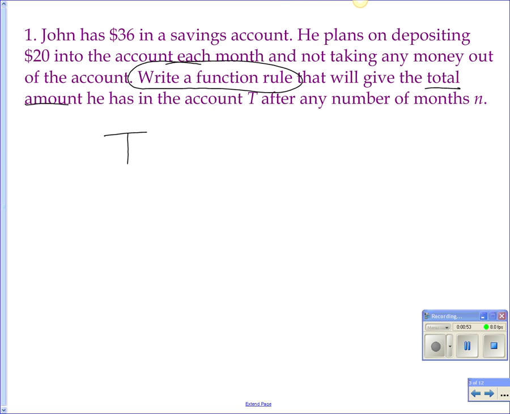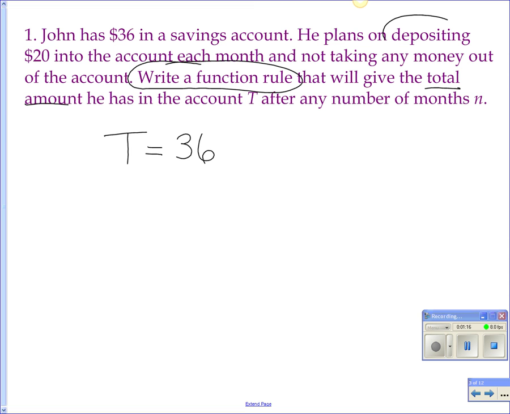And we're going to put an equals. All right? So it's the total amount that he has. Well, how much money did John start with? Good. So we're going to put a 36 right here. So he started with $36. What else did John do to get his total? What else is John doing? He put $20 in. Good.